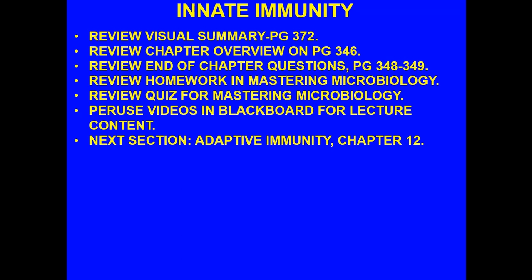And so we're done with this chapter. And we're going to go into adaptive immunity in chapter 12. But before I do, I want to remind you to go over the visual summary on page 372, chapter overview on page 346. Now, the summary on 372, just to give you a heads up, covers both chapters 11 and 12. Okay, enough said there. The end of chapter questions are on 348, 349. Make sure that you get the Mastering Microbiology homework and quiz done. Review the videos in the Blackboard for the lecture content, and we go into adaptive immunity very shortly.